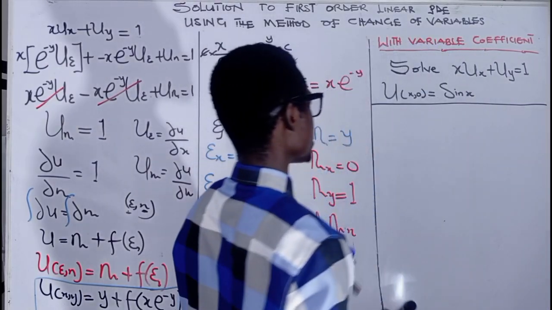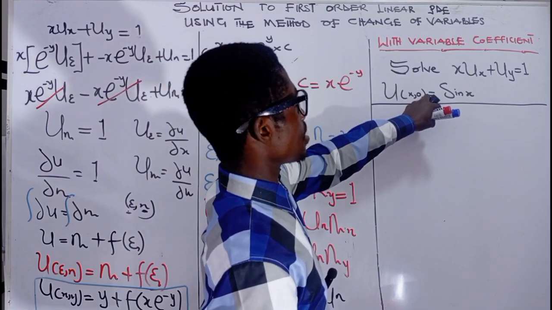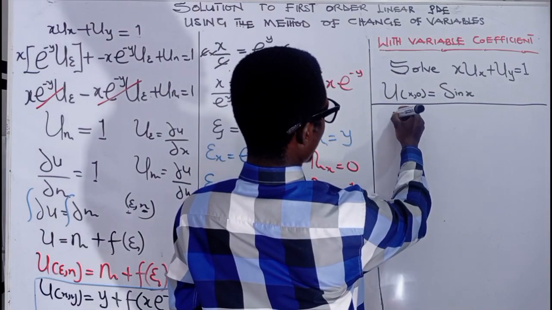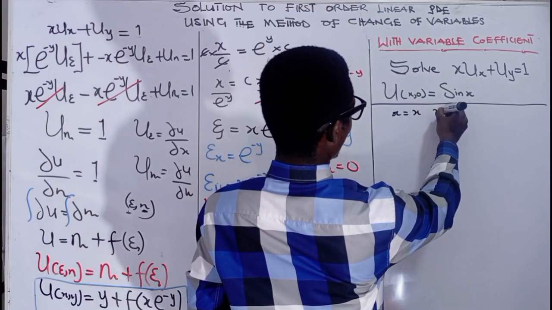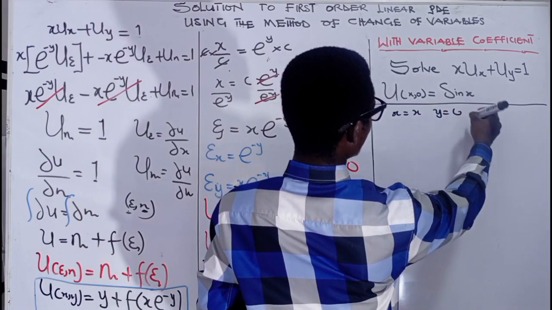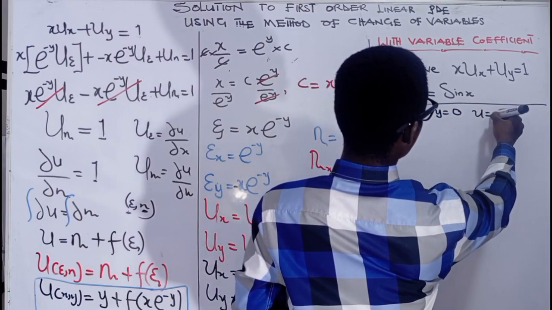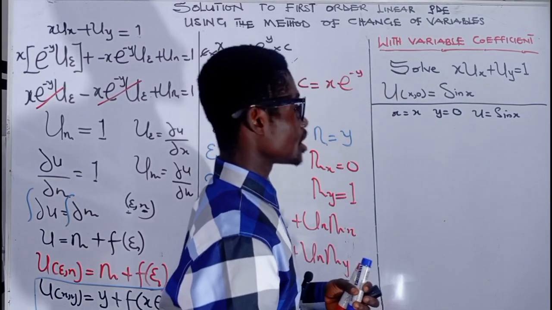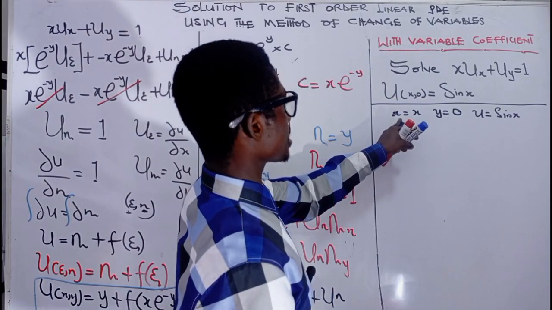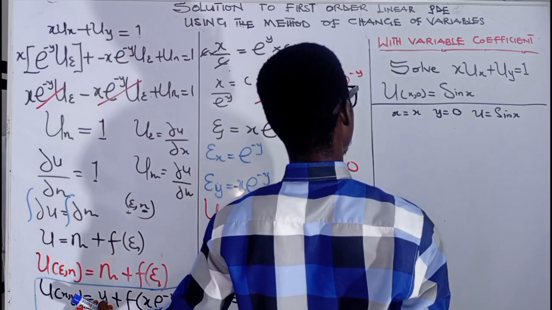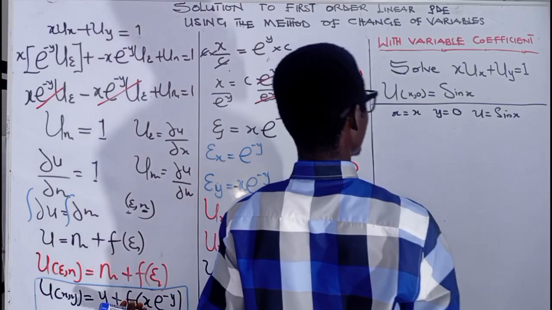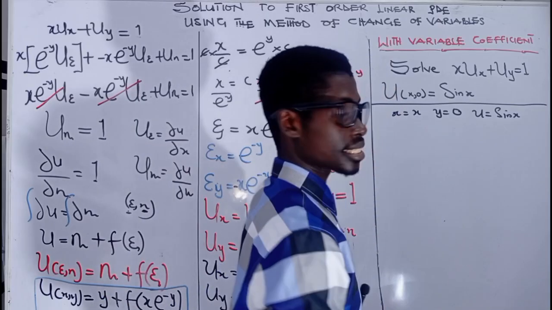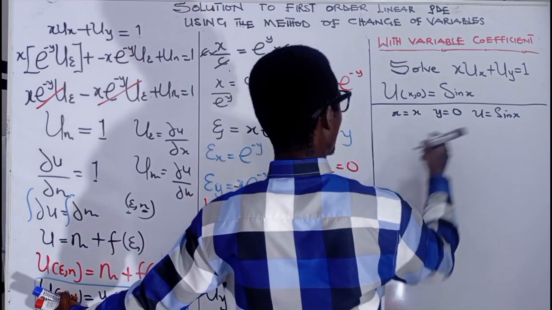So we said that u(x, 0) is equal to sine x. This means that from here, our x is equal to x, our y is equal to 0, and then our u is equal to what? Sine x. Very, very easy. So it means that wherever we see x in the general solution, we plug in x. Wherever we see y in the general solution, we plug in 0. And wherever we see u, we plug in what? Sine x. So we are going to have u, our u is sine x.